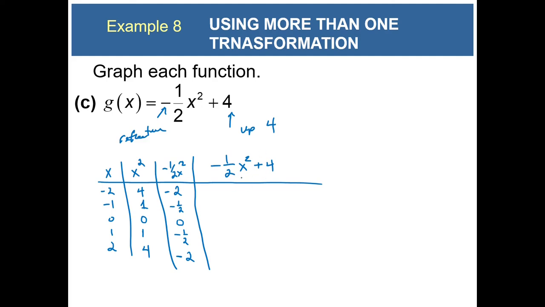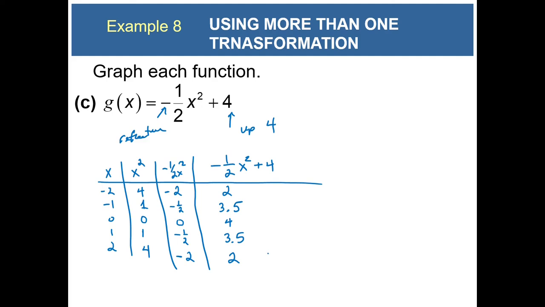In the last part, we need to add the 4 to each of these. So negative 2 plus 4 is 2. Negative 1/2 plus 4, we're just going to convert that to a decimal, it's easier that way. So we'll say 3.5. 0 plus 4 is 4. Negative 1/2 plus 4 is 3.5. And negative 2 plus 4 gives us 2.